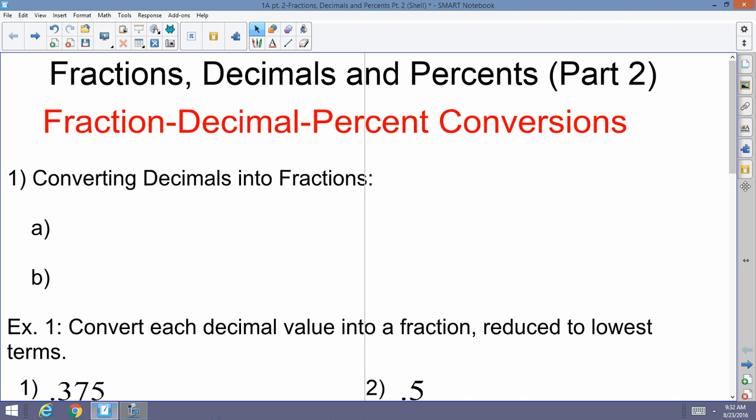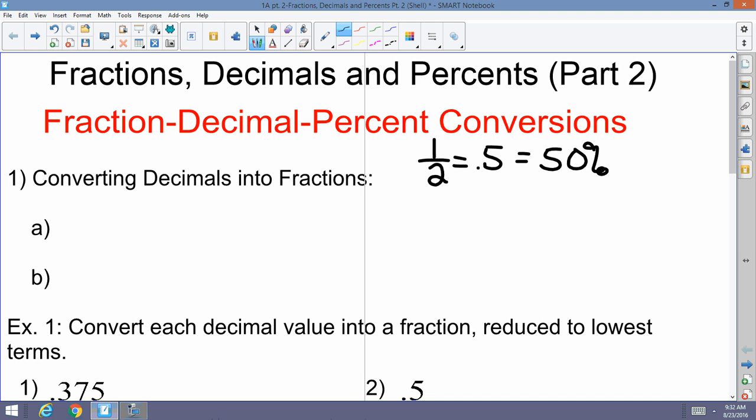So, for example, very simple one. We know that 1/2 equals 0.5, which equals 50%. So although 1/2, 0.5, and 50% are written in different forms, the value is the same. Any fraction can be converted to a decimal, which can then be converted to a percent. Any percent can be converted to a decimal, which then can be converted to a fraction, and vice versa, any combination of those. Now, 1/2 to 0.5 to 50% is pretty easy.